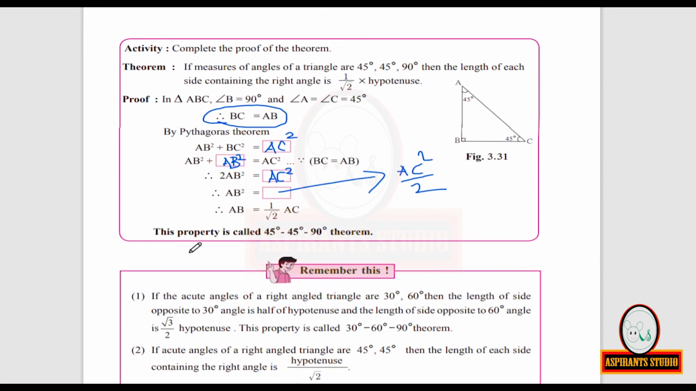Now remember this, if the acute angles of a right angle triangle are 30 degrees, 60 degrees, then the length of side opposite to 30 degrees angle is half of hypotenuse, and the length of side opposite to 60 degrees angle is square root of 3 upon 2 multiplied by hypotenuse. Square root of 3 upon 2 times the hypotenuse. This property is called 30 degrees, 60 degrees, 90 degrees triangle theorem.